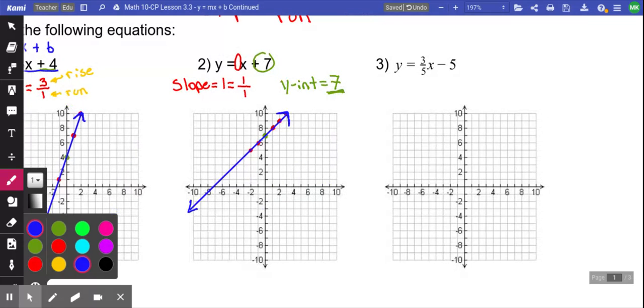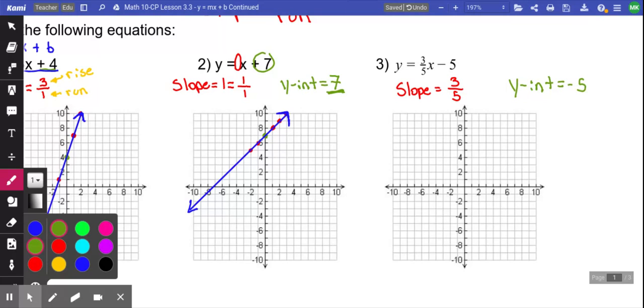The last one over here. First thing we do is we write out what our slope and our y-intercept are. Our slope is 3 over 5. That's going to be our map, right, to get to our multiple points. And my y-intercept is negative 5. And that's my starting point for my graph.